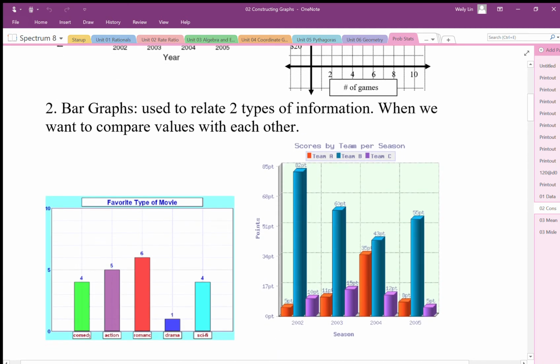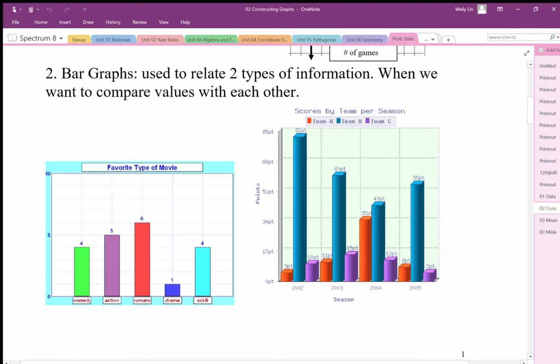The other type of graphs that we use are bar graphs or histograms. We want to compare some values to each other. These bar graphs are very useful because we can see different categories. Here we can have multiple bar graphs for different categories. So we have team A, B, C, and different years going on. So we can compare team A to team A to team A, and team B to team B, etc.